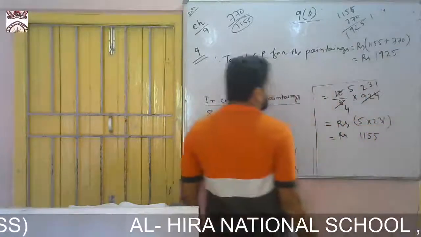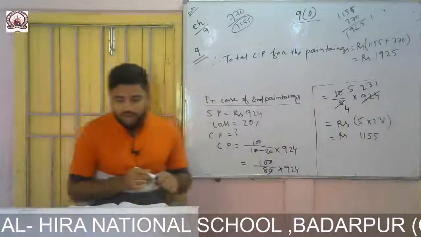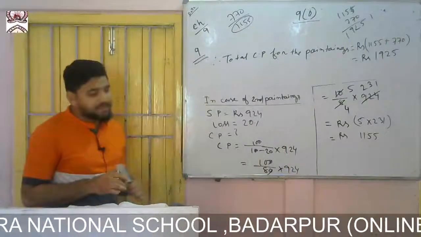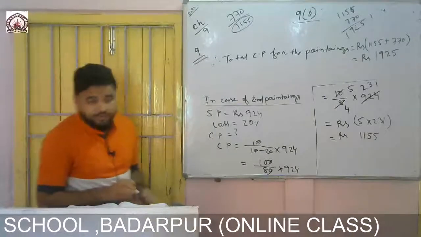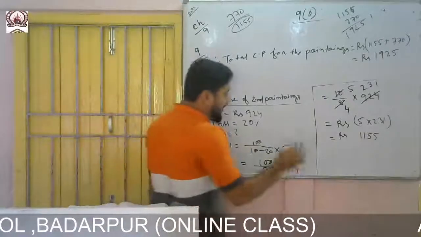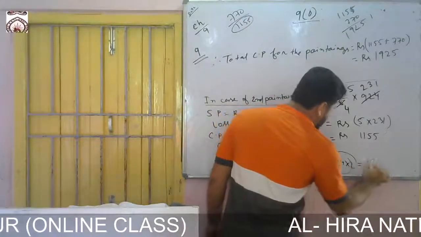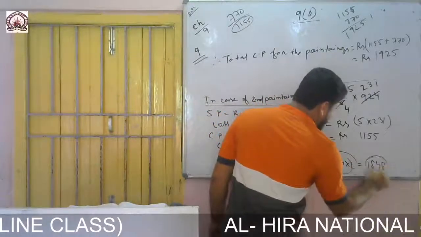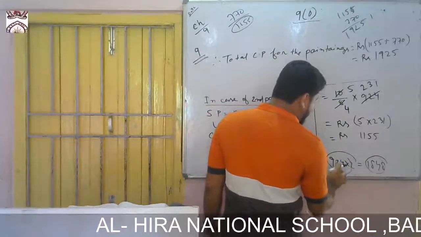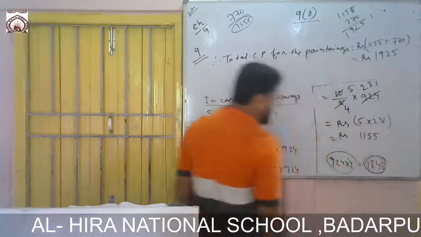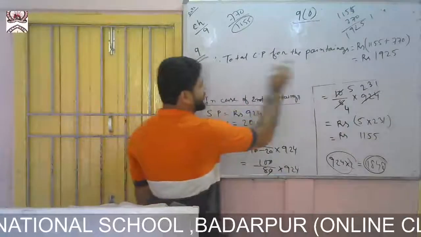And earlier, what we have found, the selling price of two paintings was 1848. Earlier we got 18 when we multiplied 924 into 2. We got 1848. This one we got total SP. And now what we are getting is the total cost price.